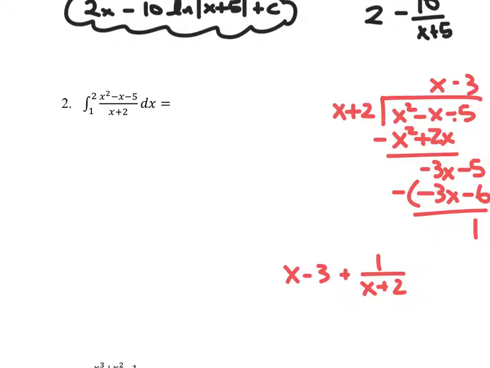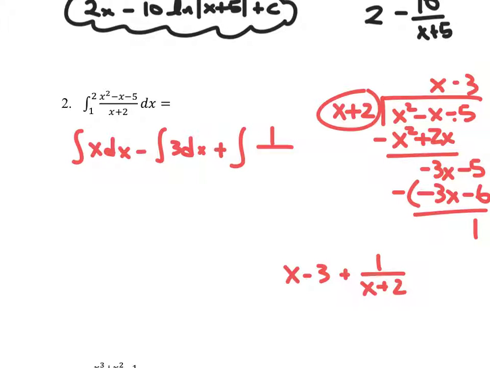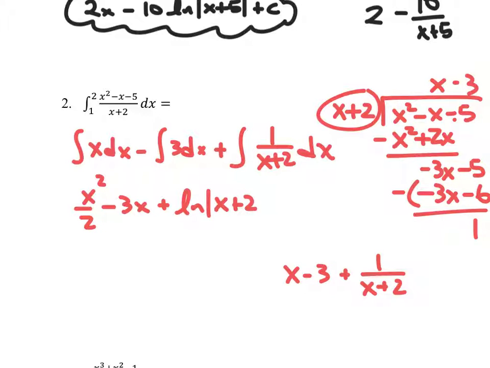That remainder will go over whatever this term is here. So I'm going to take the integral of x dx minus the integral of 3 dx plus the integral of 1 over x plus 2 dx. This should be screaming natural log in the end there. So I'd have x squared over 2 minus 3x plus the natural log of x plus 2. Now, check it out. This is a definite integral. So I have to evaluate this from 1 to 2. Let's do that on the side, and we'll come back and check our work.